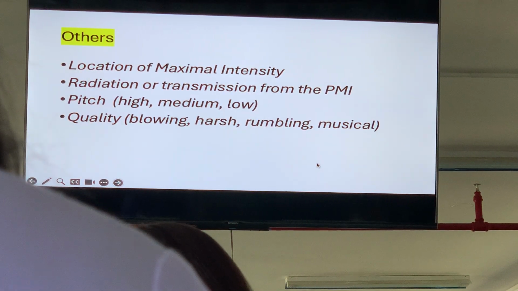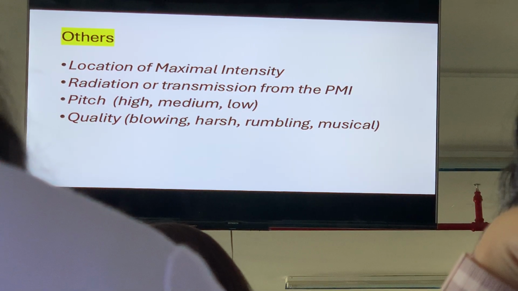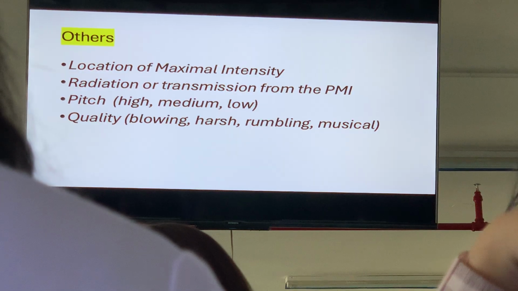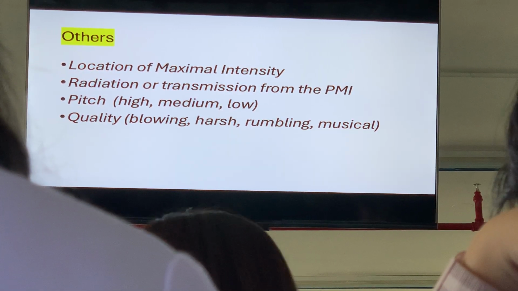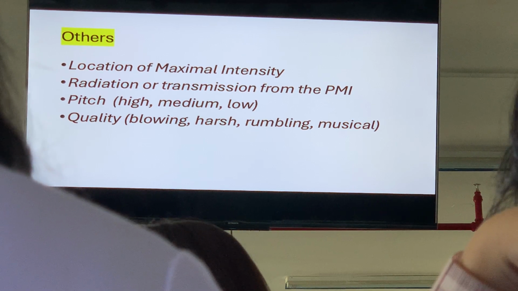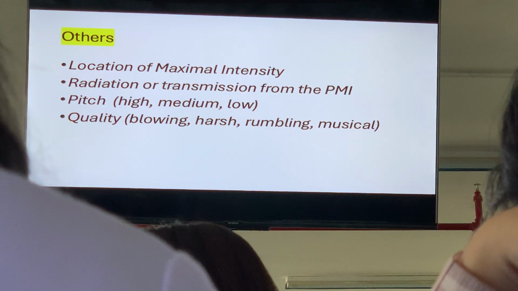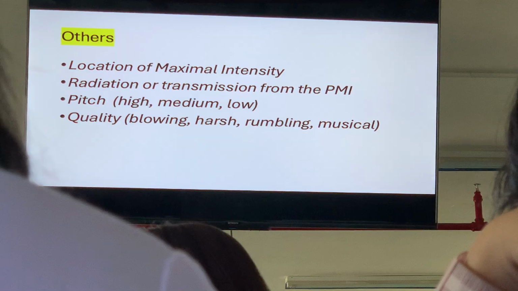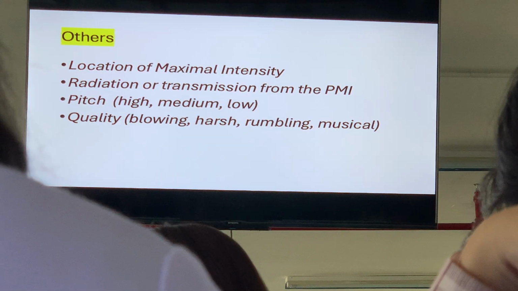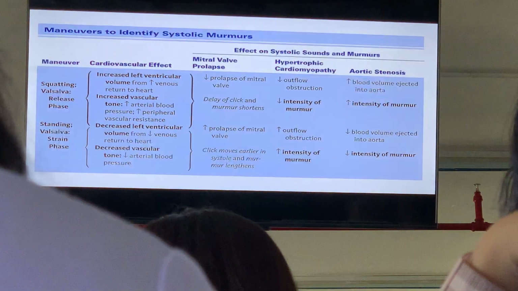And then in terms of the others, there's the location, the radiation, the pitch, and the quality. Again, the location: what area can you hear it best? Where does it radiate? To the neck, to the back, to the mid-clavicular area on the left. So that's important. For the pitch, you have to identify if it's high, medium, or low. And for the quality, you measure if it's blowing, harsh, rumbling, or musical. So that's how you describe the murmurs.